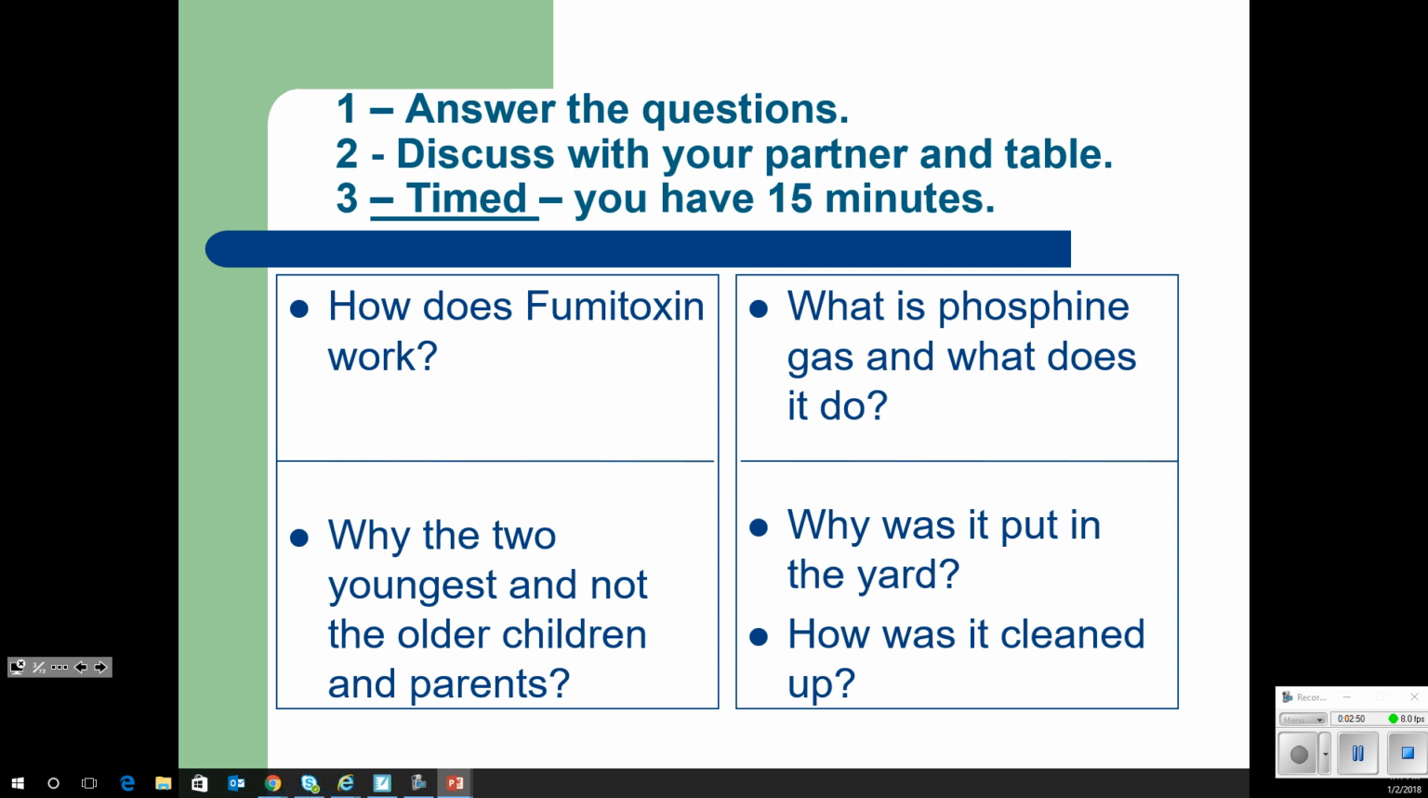So you're going to ask, how does fumotoxin work? What is fumotoxin to start with? How does it work? What is phosphine gas and what does it do? Why did the 2 youngest and not the older children and parents die? And why was it put in the yard and how was it cleaned up? And anything else that you can come up with. I'm going to give you 15 minutes. Research, do your best, and we'll see you back in 15 minutes.